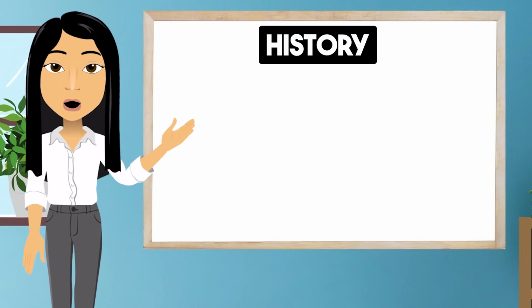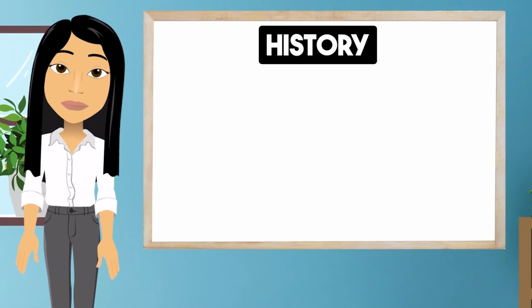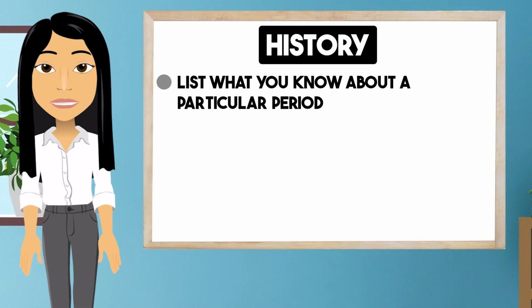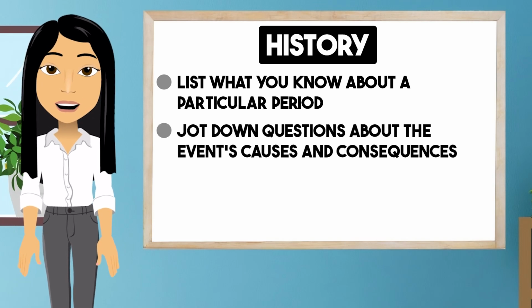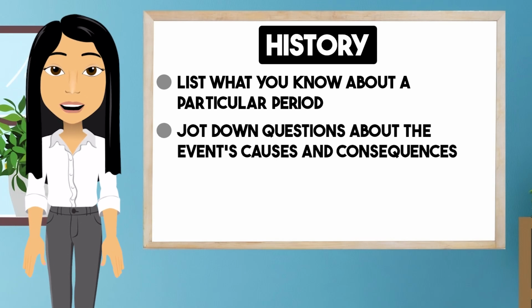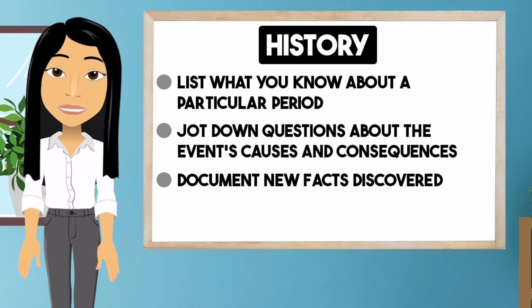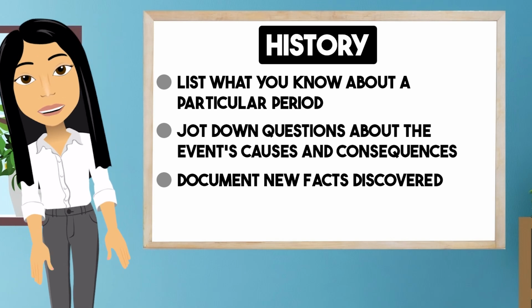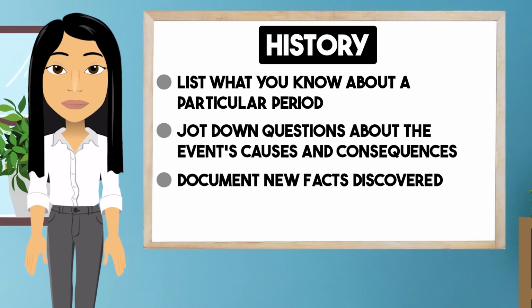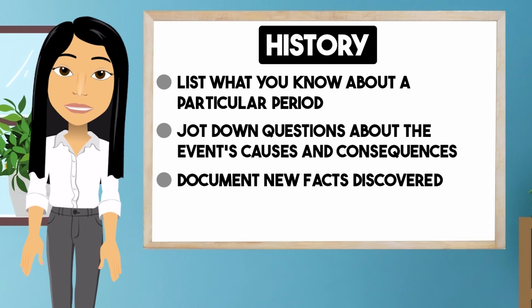In history, use KWL to explore events. Start by listing what you know about a particular period, then jot down questions about the event's causes and consequences. Finally, document new facts discovered. This method reveals connections between events and deepens your understanding of their significance.